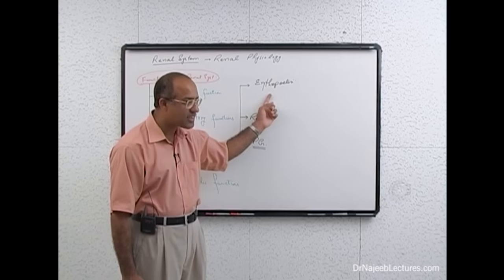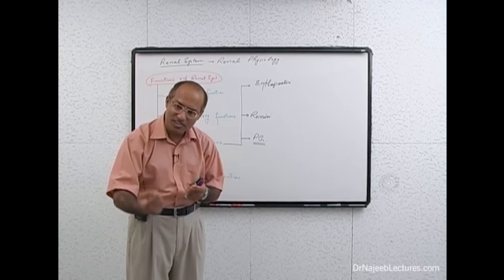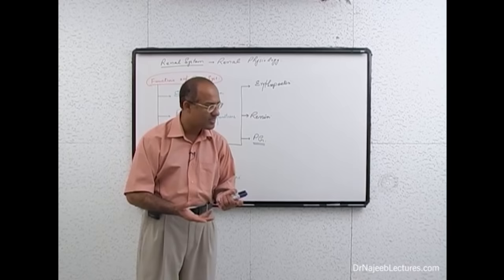Of course, if we say kidneys produce erythropoietin, there must be some cells in the kidney where genes are activated, making the messenger RNA. The messenger RNA is translated, then a protein is produced, and that protein is called erythropoietin. Did you get it? So, which cells in the kidney?